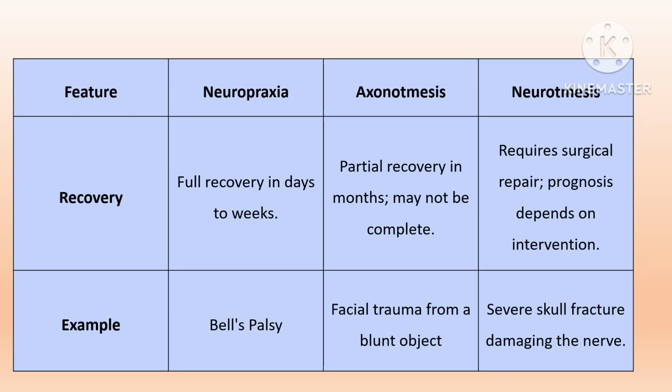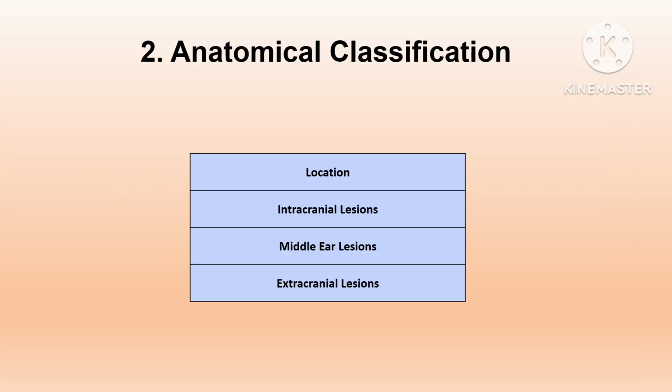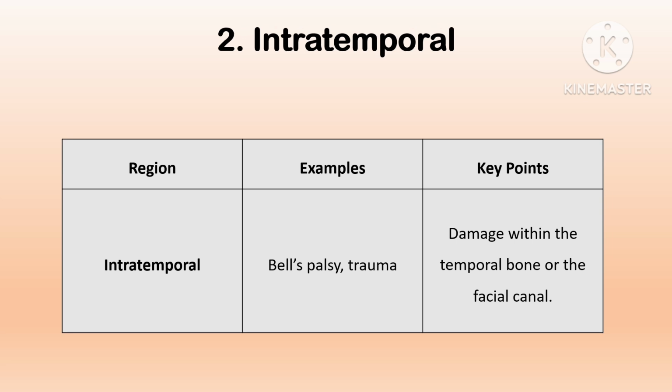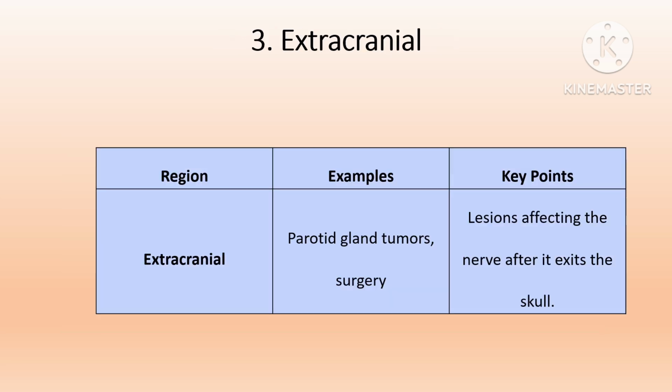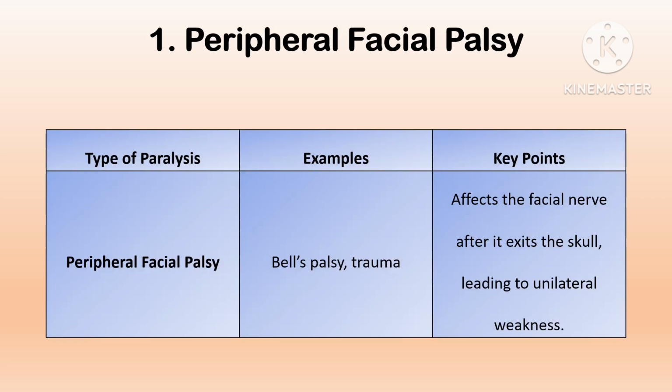Based on the anatomical classification, the facial nerve disorders are classified as intracranial, middle ear lesions, and extracranial lesions. Intracranial lesions include tumors near the brain like acoustic neuroma. The middle ear lesions occur in conditions like otitis media, and extracranial lesions are often seen in parotid gland tumors affecting facial muscle movement. Now we move to peripheral facial palsy, which occurs when the facial nerve is damaged after it exits the skull. Common causes include Bell's palsy and facial trauma. This condition typically results in weakness or paralysis on one side of the face.